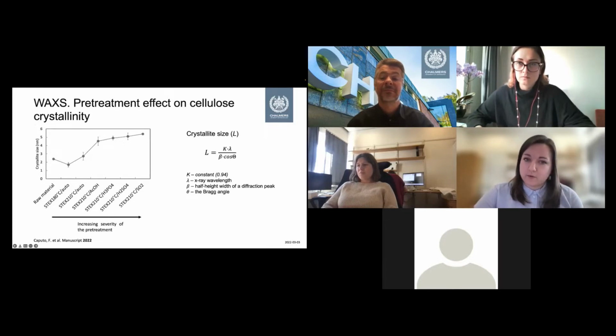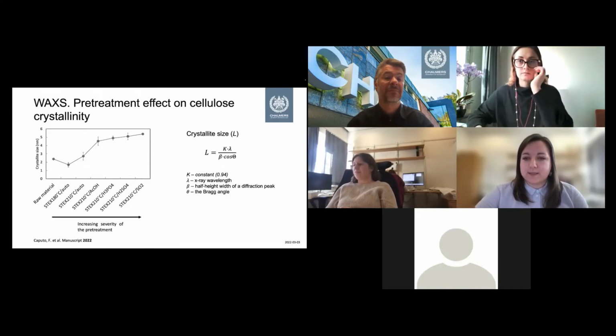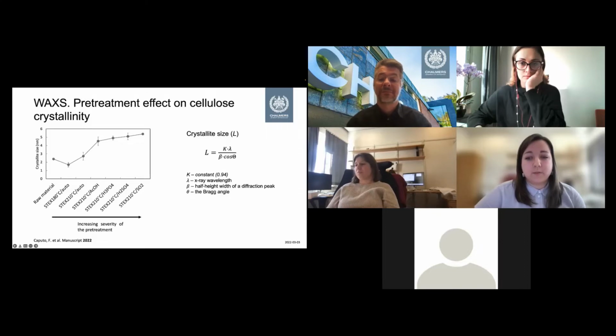What else you can get from wide-angle X-ray scattering is a crystallite size. So this is the equation that one could use to calculate crystallite size. Basically, you need to know a constant, which for cellulose is usually 0.94, the X-ray wavelength, then the half height width of a diffraction peak, and then you can use either the center of the diffraction peak or the Bragg angle.